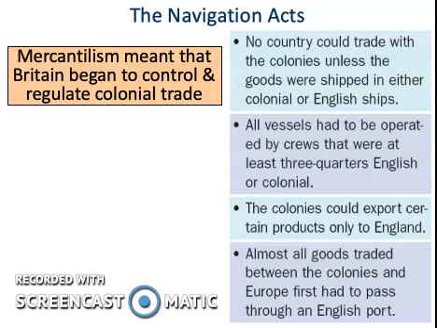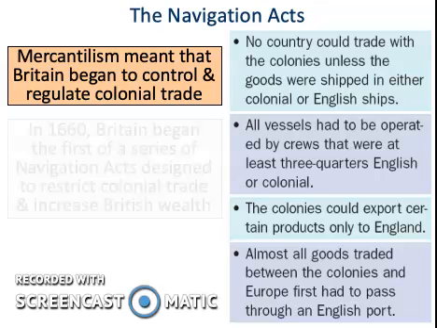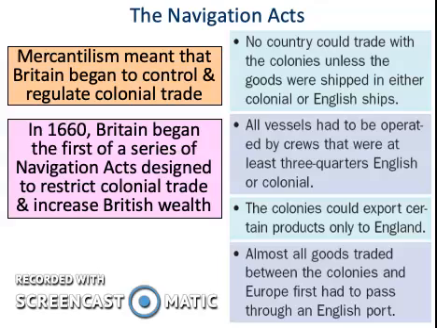They're going to pass a series of laws to try and regulate and control this colonial trade. The first of these is the Navigation Acts. Initially passed in 1660, they'll pass several different versions of the Navigation Acts over time. They're all designed to restrict the colonial trade and increase British wealth.